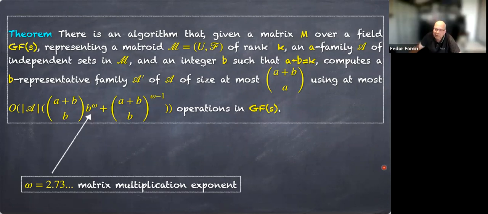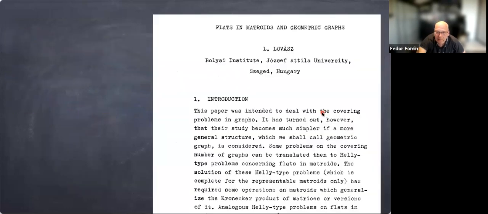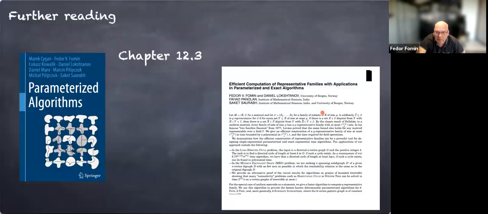There's one more question. In which paper does the theorem appear? It appears in the paper which is in the references, a few slides back. Yes, this algorithm using matroids appears in this paper, but it's also described in this book. So this algorithm is now everywhere.